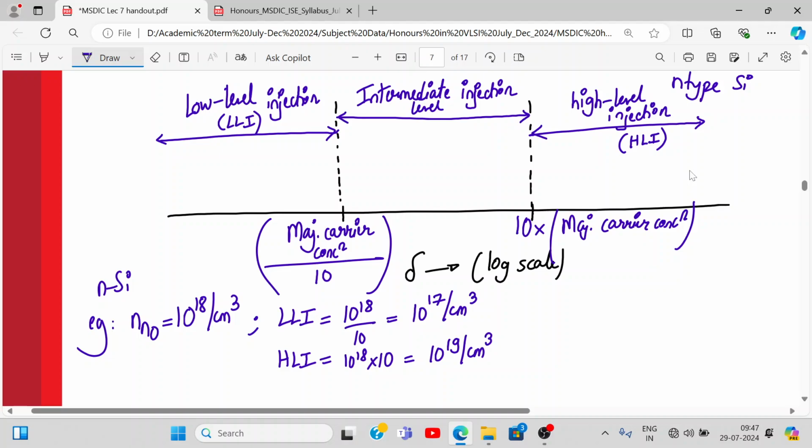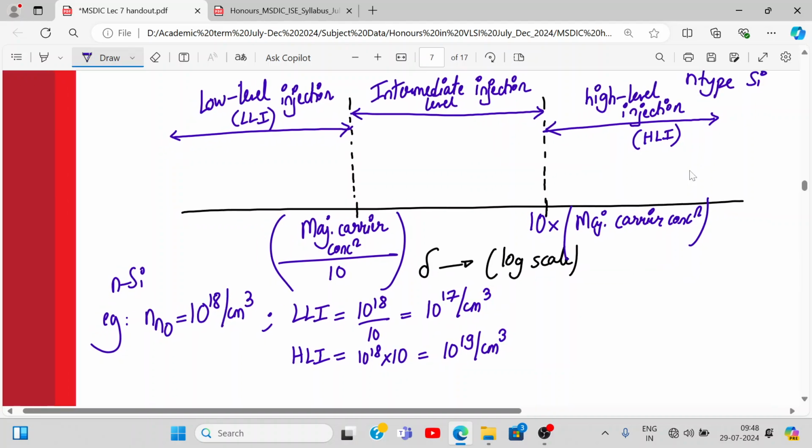So low level injection means if your concentration is, let's say, hypothetically 10 lakh, it is divided by 10, it will become 1 lakh. Understood? And if it is high level injection, what happens? If the normal carrier concentration is 1 lakh, it will become 10 lakh. So from 10 lakh it is stepping down to 1 lakh, and 1 lakh is becoming 10 lakh. So that's the difference between high level and low level injection.